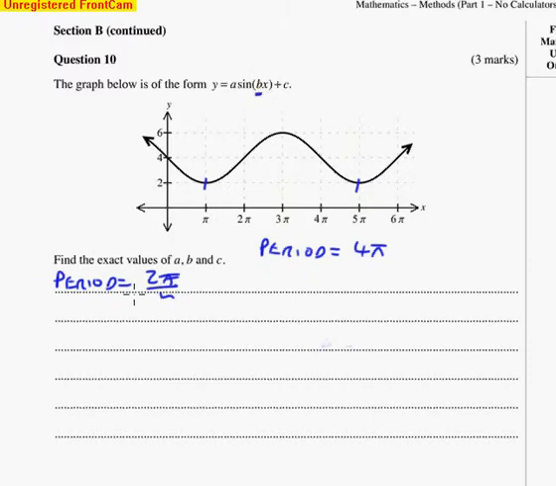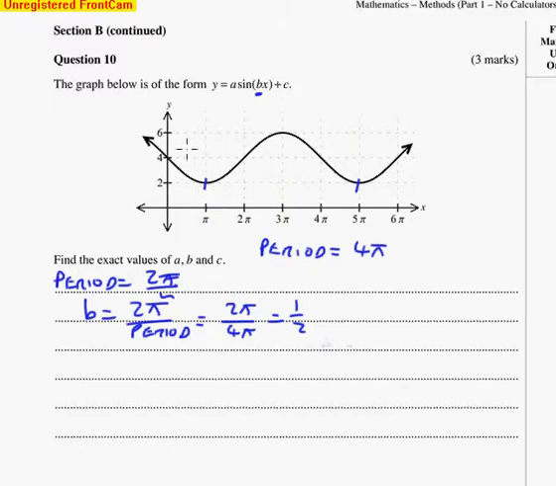Rearranging that, n equals 2 pi over the period, or in our case b equals 2 pi over the period, which for us is 2 pi divided by 4 pi, which is a half, so b equals half.